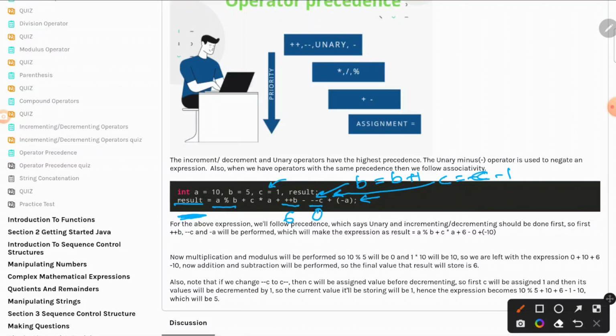added to the statement between these two. That's how you have to think, because it is plus plus b and minus minus c. It's a pre-increment or pre-decrement. So now this evaluates to 6, and minus minus evaluates to 0.